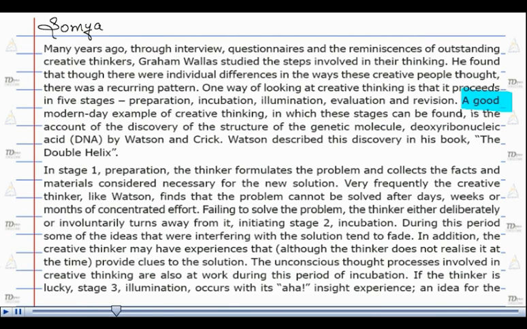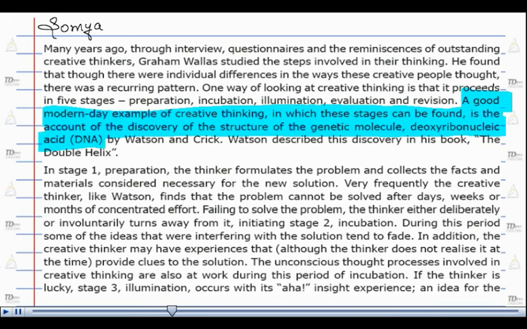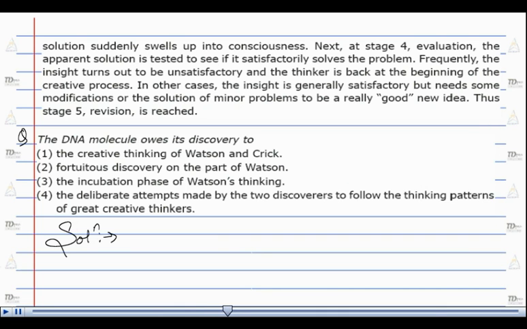A good modern day example of creative thinking in which these stages can be found is the account of the discovery of the structure of the genetic molecule, deoxyribonucleic acid, that is DNA, by Watson and Crick. Here we can clearly see that the genetic molecule, DNA, was discovered by Watson and Crick. Now for the options. Option number 1, the creative thinking of Watson and Crick, is absolutely true, as we had already seen, the example has been treated as creative thinkers. Option number 1 is therefore the correct answer.